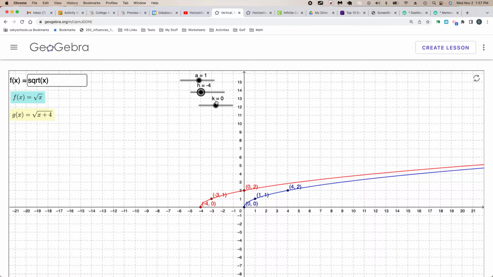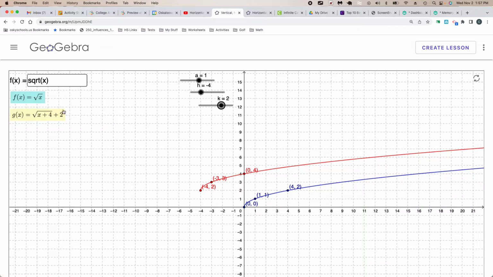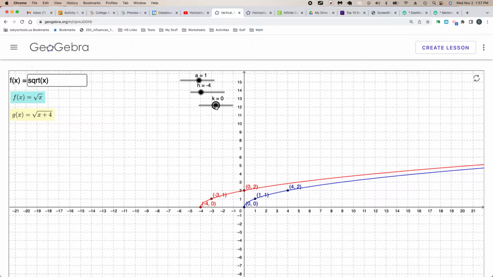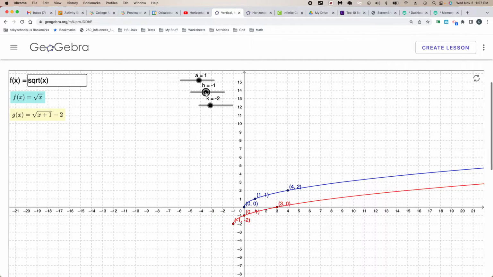If I then mess with the k value, and I add 1 or 2 to it, you'll see that the equation has a plus 2 at the end. This is moving the graph up 2 because of the positive 2. And if I move it downwards, I am subtracting 2 from the function, so I am moving it down 2.